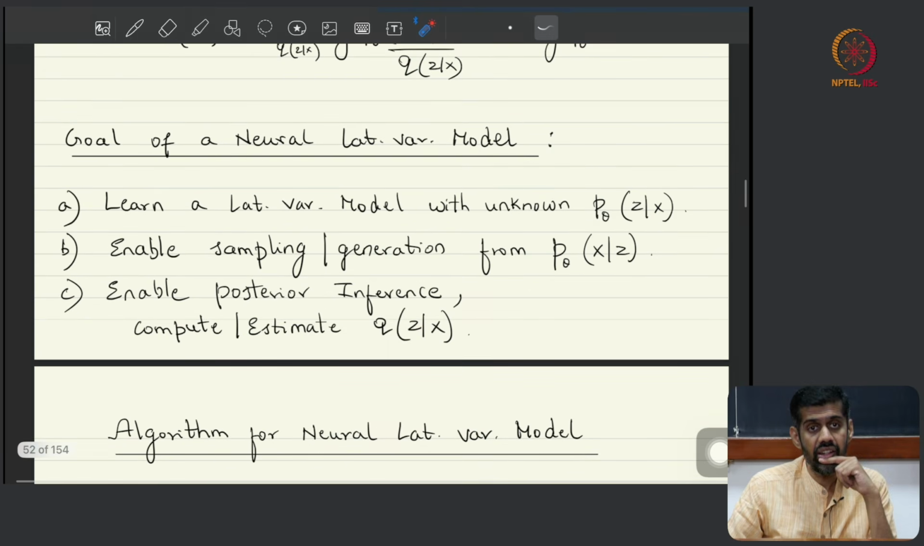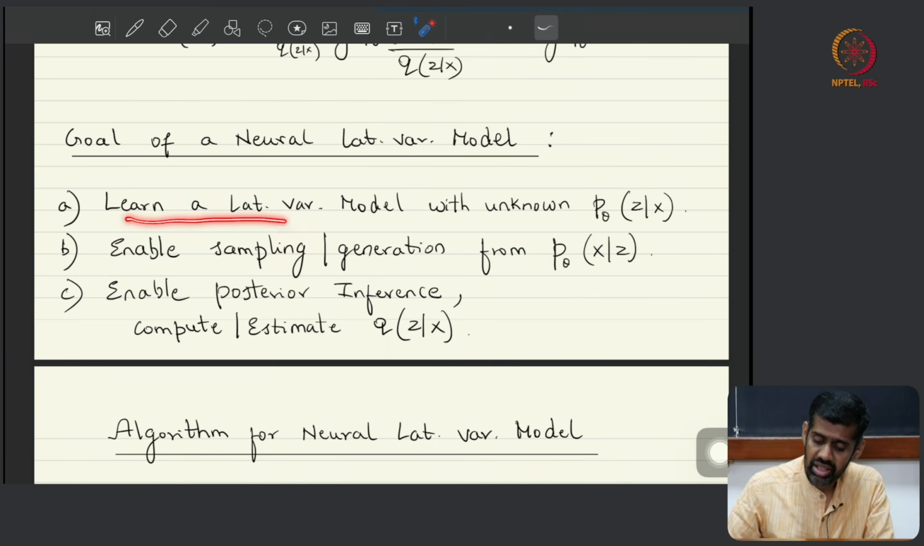Now, if you want to construct a latent variable model, it need not be neural, any latent variable model has to do this. More so, a neural latent variable model has to learn a latent variable model with unknown p theta of z given x. So, if you construct a model, it has to be constructed in such a way that it learns the latent variable model without explicitly knowing what p theta of z given x is. This is the first goal. The second goal is that it should enable sampling or generation from p theta of x given z. So, remember we are looking at generative models.